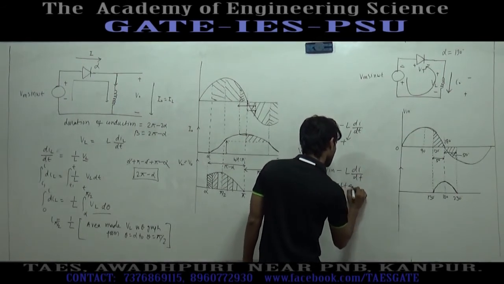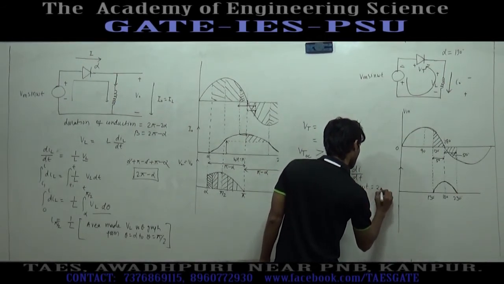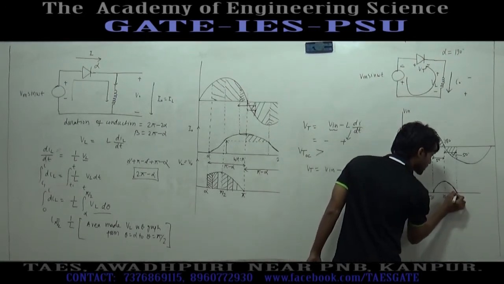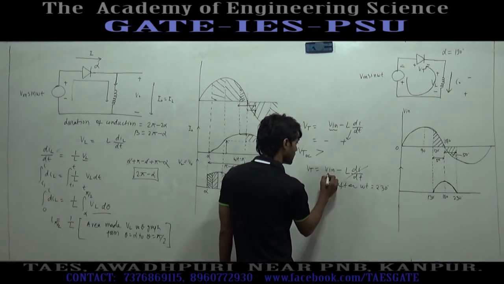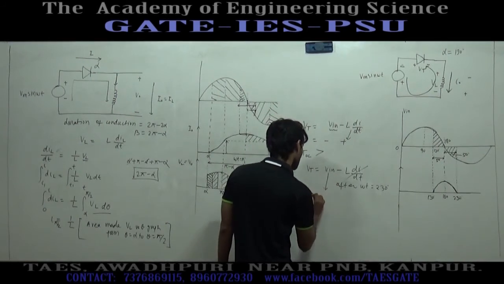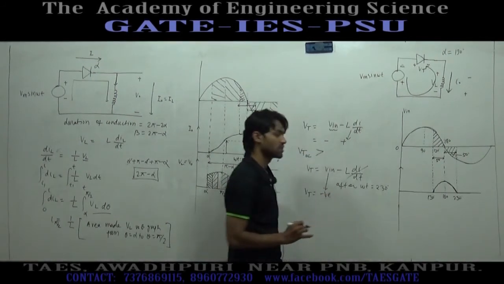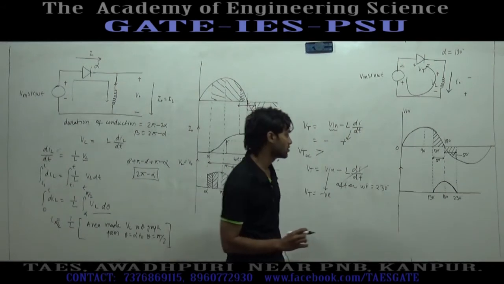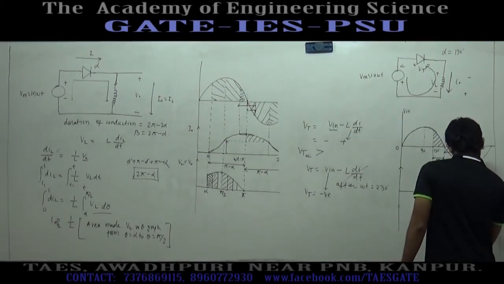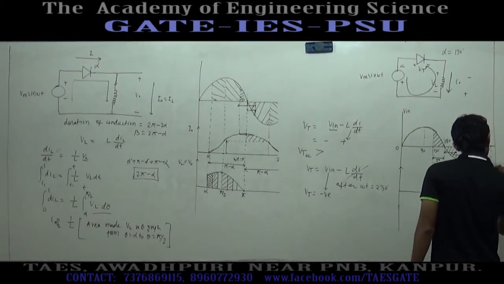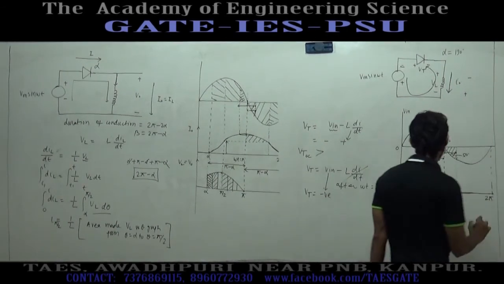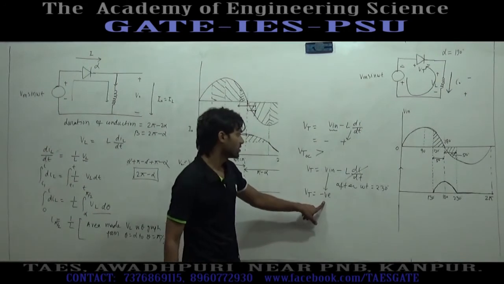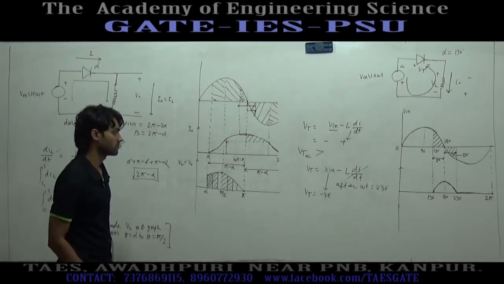If we analyze this, after omega t equal to 230 degree, the current is constant at 0. So this voltage will be 0 and the input voltage is negative. So the overall thyristor voltage is negative after omega t equal to 230 degree. So from 230 to omega t equal to 2 pi, the thyristor voltage will be negative and the thyristor is reverse biased.